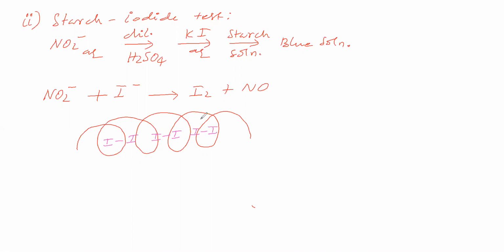Now this is called the starch iodine complex. This starch iodine complex has a blue color. Here we added dilute sulfuric acid. Sorry.